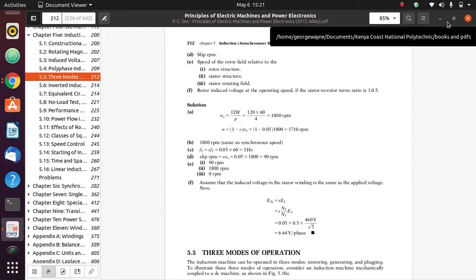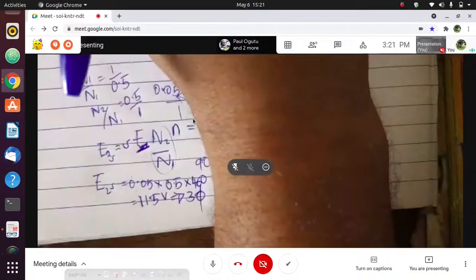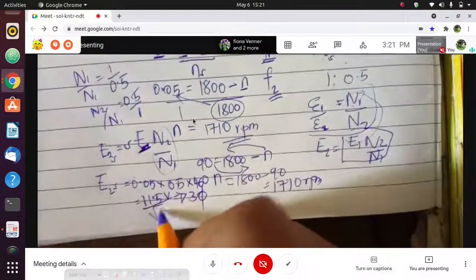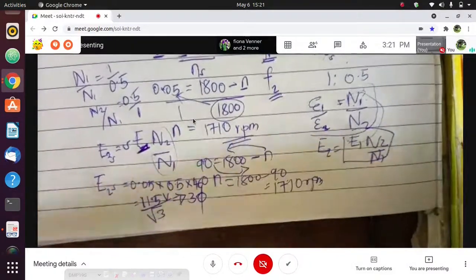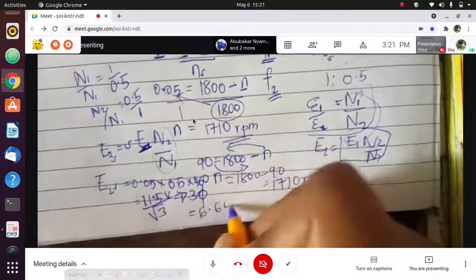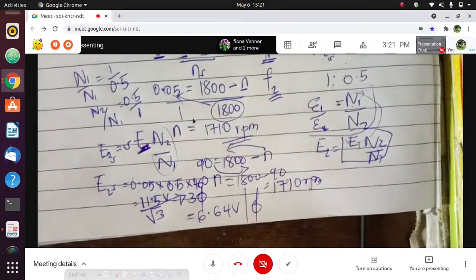Now, if you want to determine per phase, then you take this 11.5 and you divide by √3 to give you the induced voltage per phase. So the induced voltage per phase is 6.64 volts per phase. Okay. So essentially what we have is those formulas that you apply.